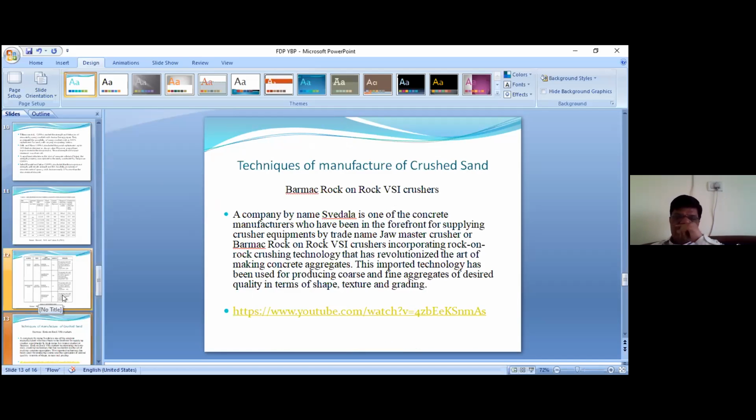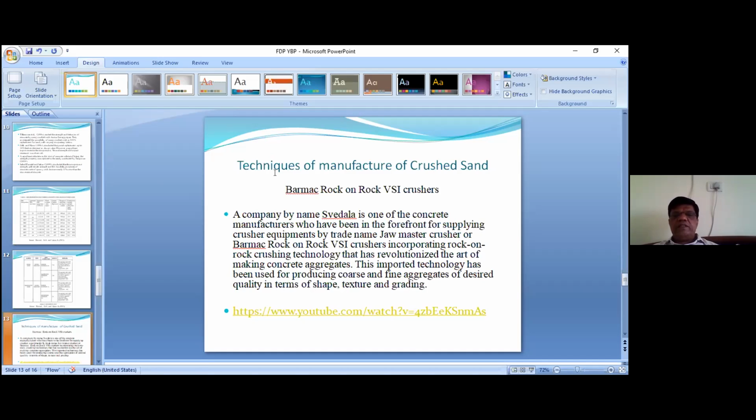Now about the techniques for manufacturing of the crushed sand. Previously, crushed sand was a byproduct, a waste product of the manufacturing of aggregate, 20 mm aggregate or 10-12 mm aggregate. They used to sieve it, remove the silt, and supply it as crushed sand. But that sand was not good. It was making harsh concrete, and workability was very low.